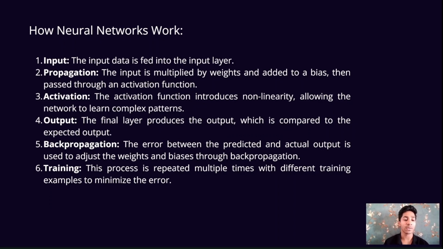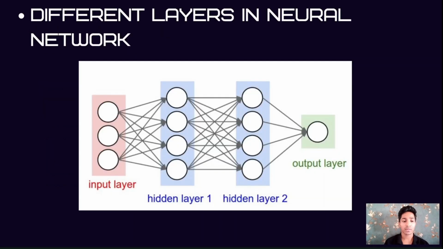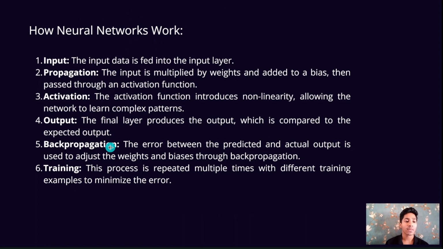The first step is the input. The input data is fed into the input layer. This is the input layer here. Second, we have propagation. In propagation, the input is multiplied by weights and added to a bias, then passed through an activation function. The third step is activation. The activation function introduces nonlinearity, allowing the network to learn complex patterns.